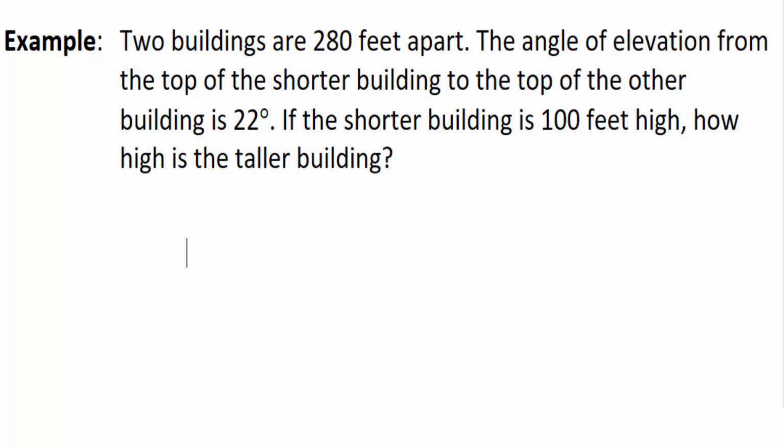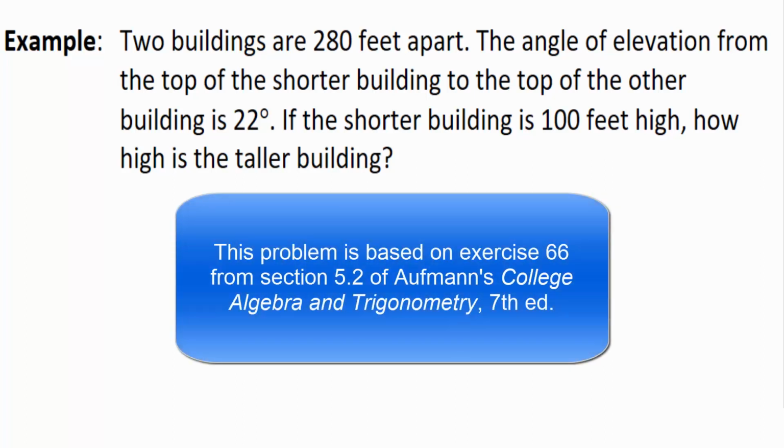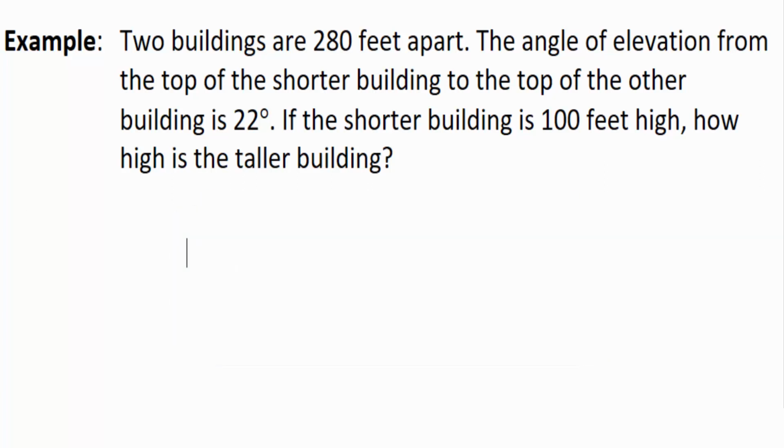Two buildings are 280 feet apart. The angle of elevation from the top of the shorter building to the top of the other building is 22 degrees. If the shorter building is 100 feet high, how high is the taller building? Pretty hard to absorb all that information in one reading, right?